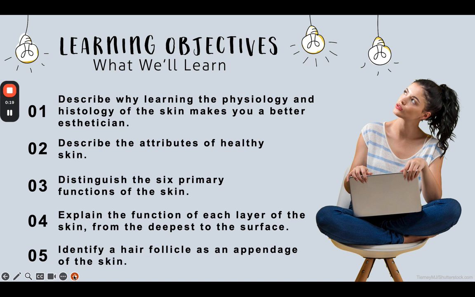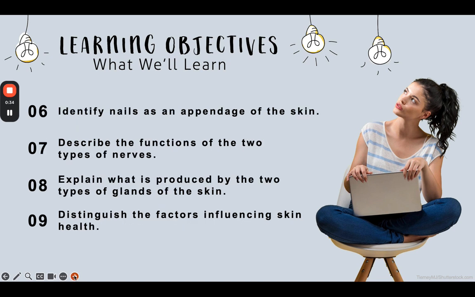Describe the attributes of healthy skin. Distinguish the 6 primary functions of the skin. Explain the function of each layer of the skin from the deepest to the surface. Identify a hair follicle as an appendage of the skin.